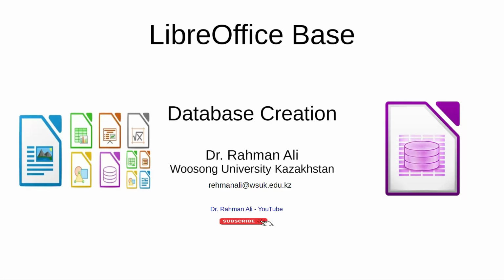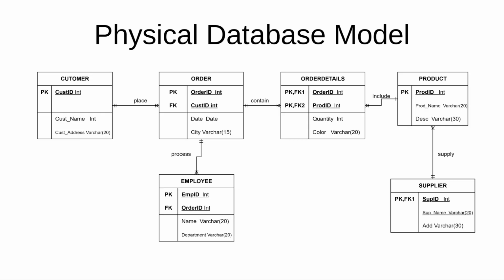So let's continue our previous example: we are going to develop an inventory information system where a customer comes and places an order for products, the products are supplied by a supplier, and the orders are prepared by employees. We already talked about how we could create the physical data model. I'm not going to discuss the details here. If you are interested, you can watch its video on the channel.